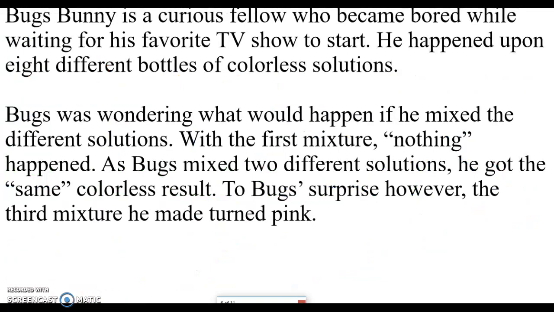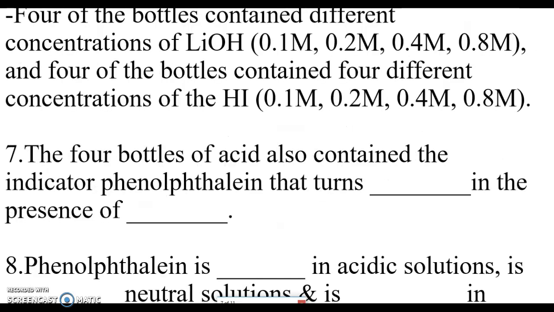All right, so please read this over to yourself and then press play after that. So here we go. We have 4 bottles, and they have different concentrations of lithium hydroxide, which is a base, and 4 bottles of an acid, hydrogen iodide. They have the same concentration, so 4 bottles of base and 4 bottles of acid.